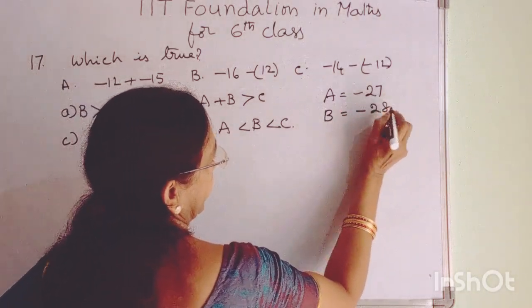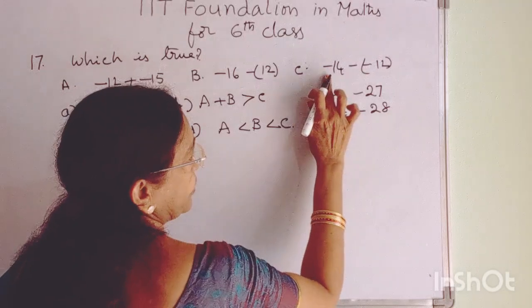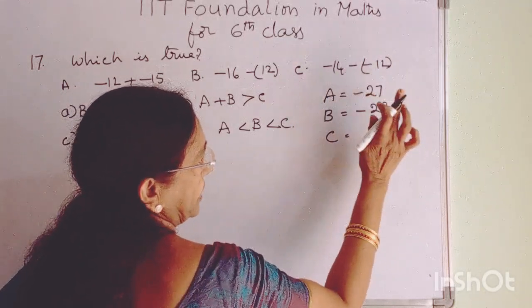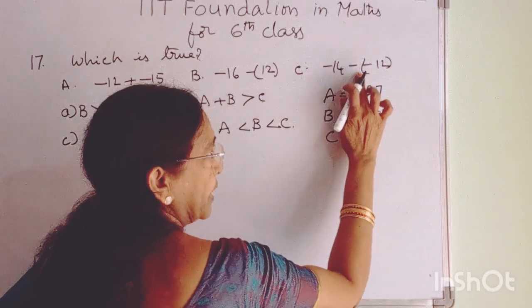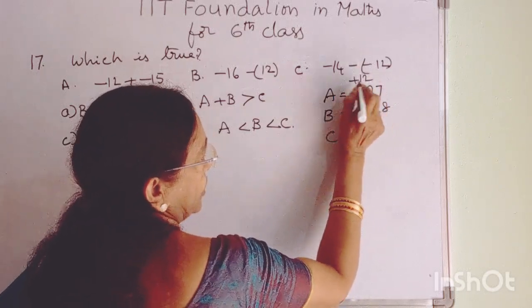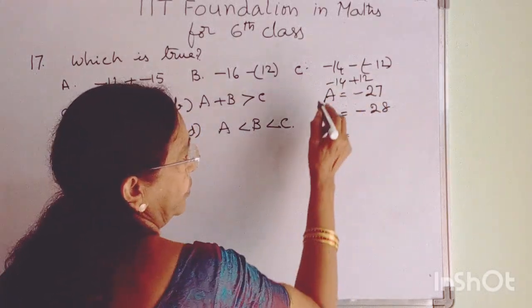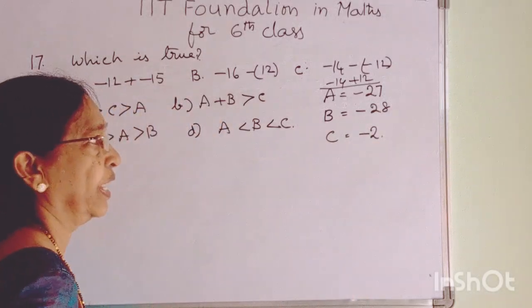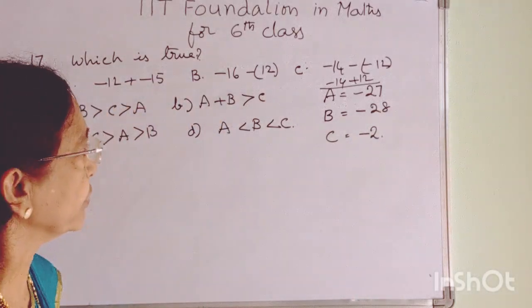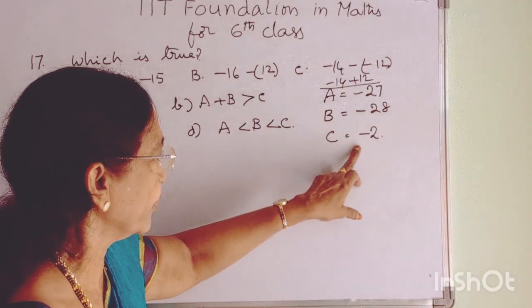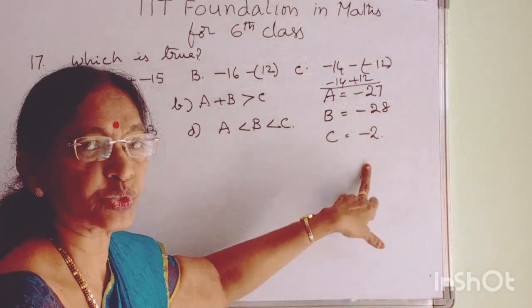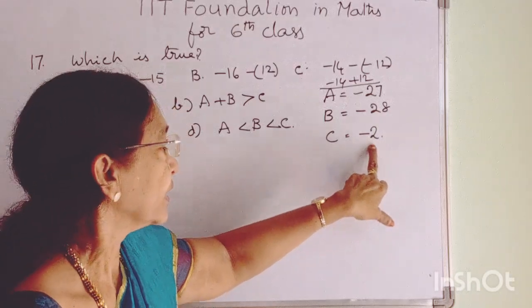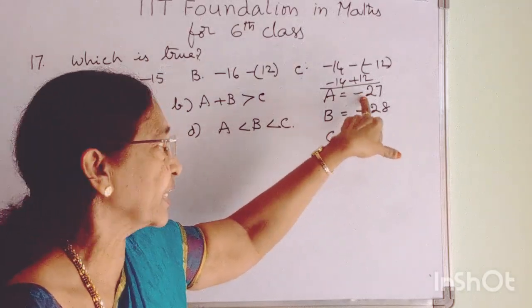Minus 28. C is minus 14 minus of minus 12. Minus of minus is plus. Therefore minus 14 plus 12. Minus 14 plus 12 is equal to minus 2. Therefore, which is greater among these? Minus 2 is greatest. Then minus 27 is greater.